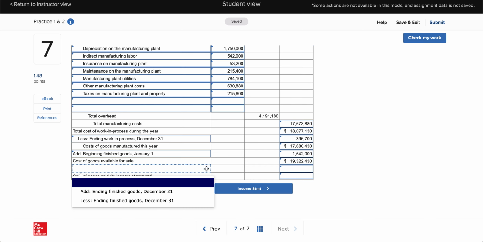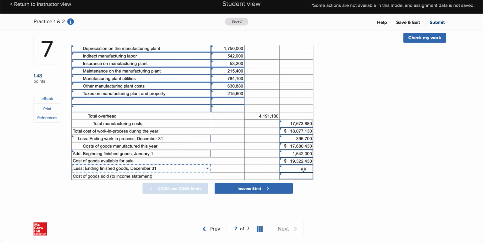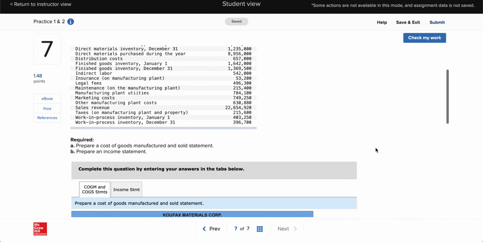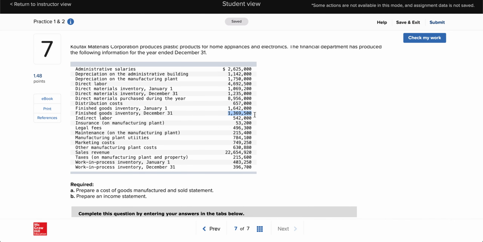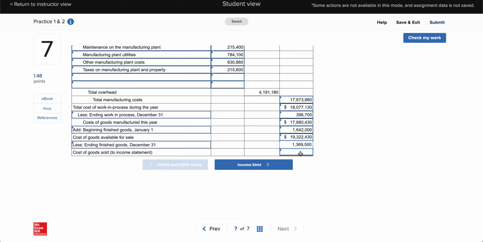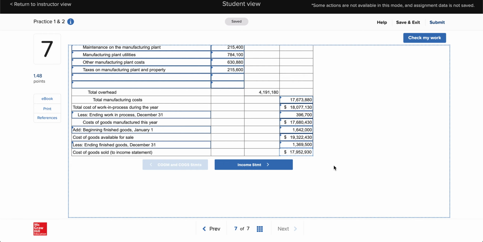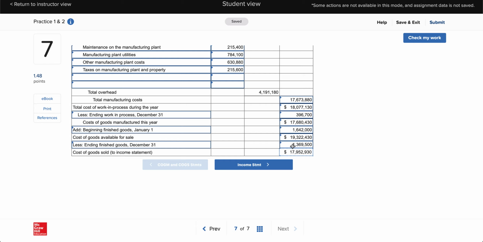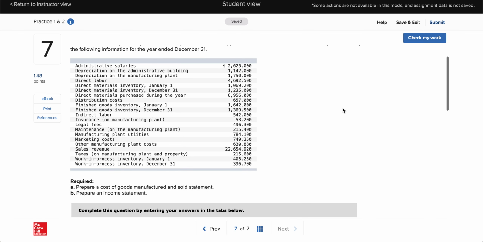And then finally, we subtract the ending finished goods, and I can see the light at the end of the tunnel. $1,369,500. And this is from the top here. This gives us a cost of goods sold of $17,952,930. Okay, and this is just taking what's available minus the ending finished goods, and that gives us the cost of goods sold. And that is the end of that cost of goods manufactured and cost of goods sold statement.